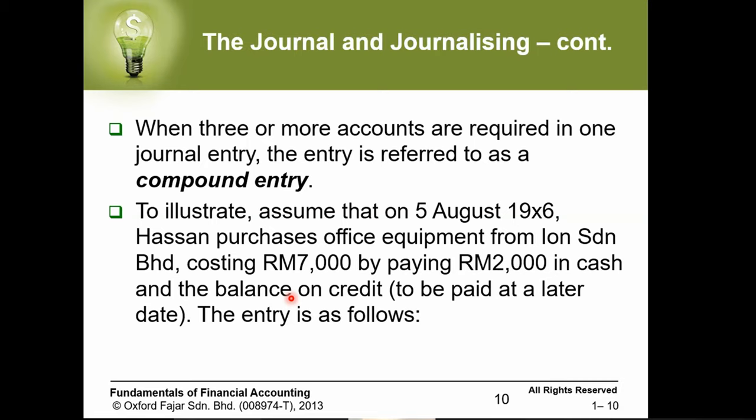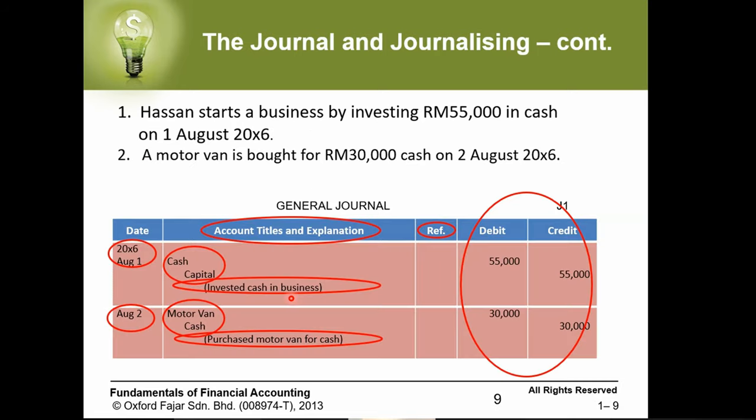Also, we have what we call a compound entry. If you remember, in the previous transactions, we mostly had only two accounts involved. But sometimes we have more than two accounts involved. For example, if the owner invests money as capital, and he puts half the money in the cash box and half in the bank, we will have two accounts on the debit side, one is cash, the second is bank. And we'll have one account on the credit side, which is the capital. This type we call a compound entry. So a compound entry is when we have more than two accounts involved.